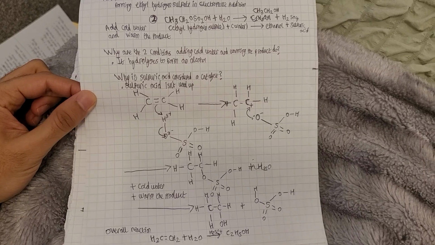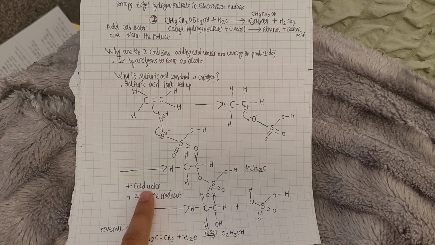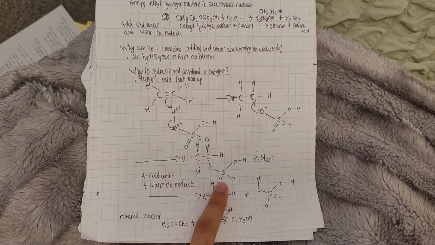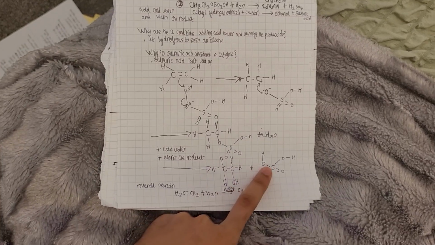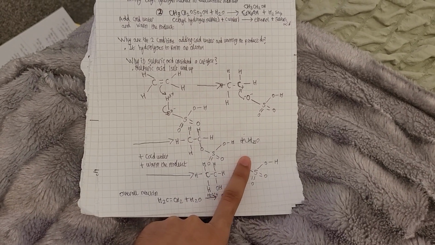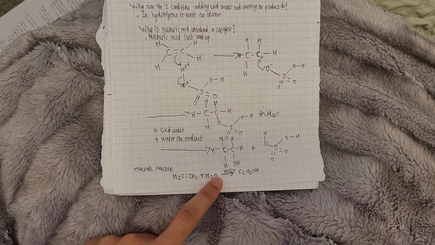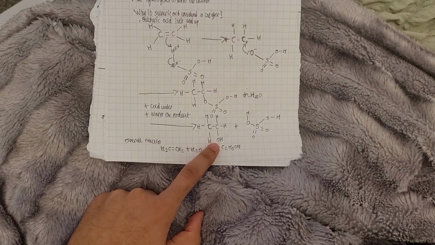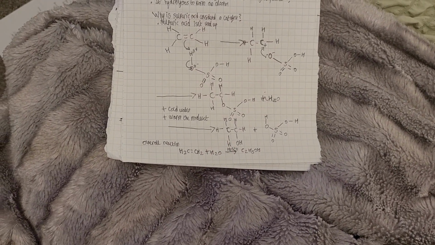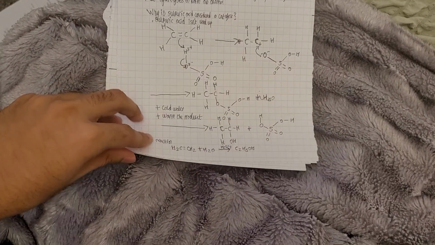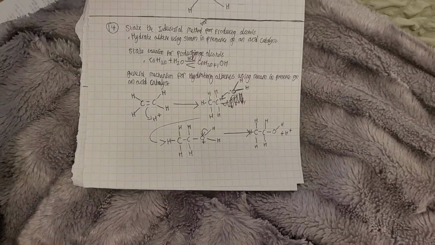So pretty simple. Then we want to add cold water and warm the product, and then we form ethanol plus the sulfuric acid with no charges. An overall reaction, H2C double bond CH2, ethene plus H2O, with cold concentrated sulfuric acid, which is a catalyst, to form ethanol, C2H5OH.